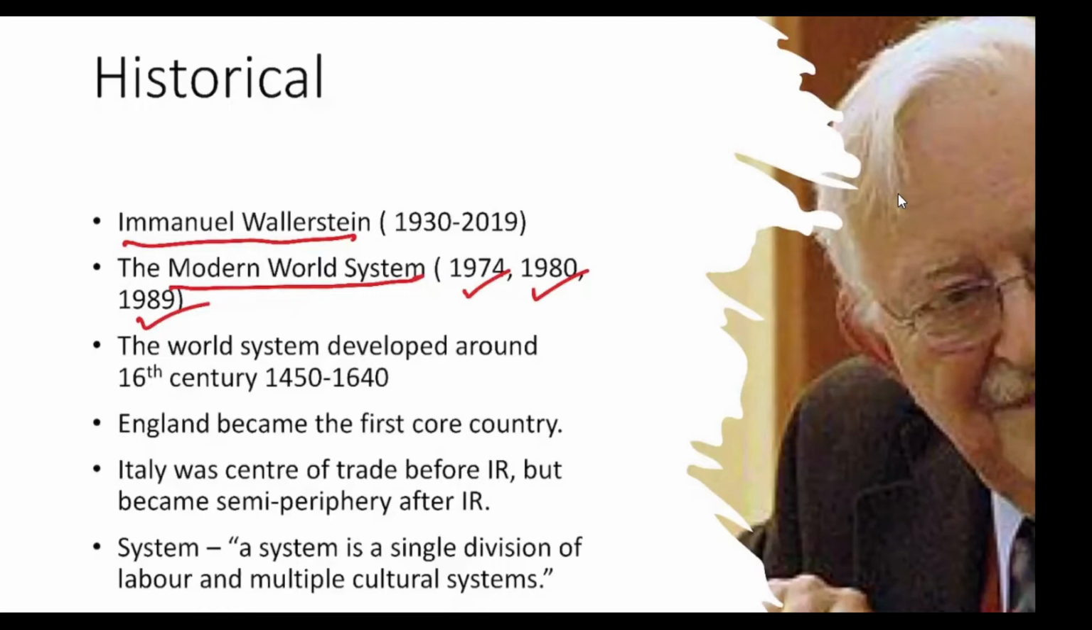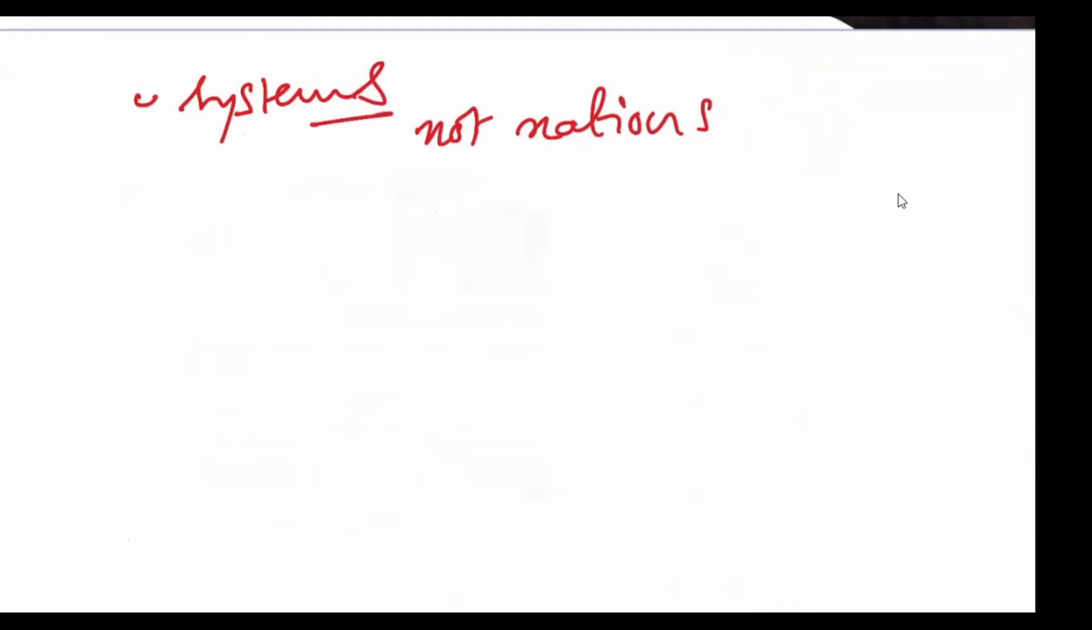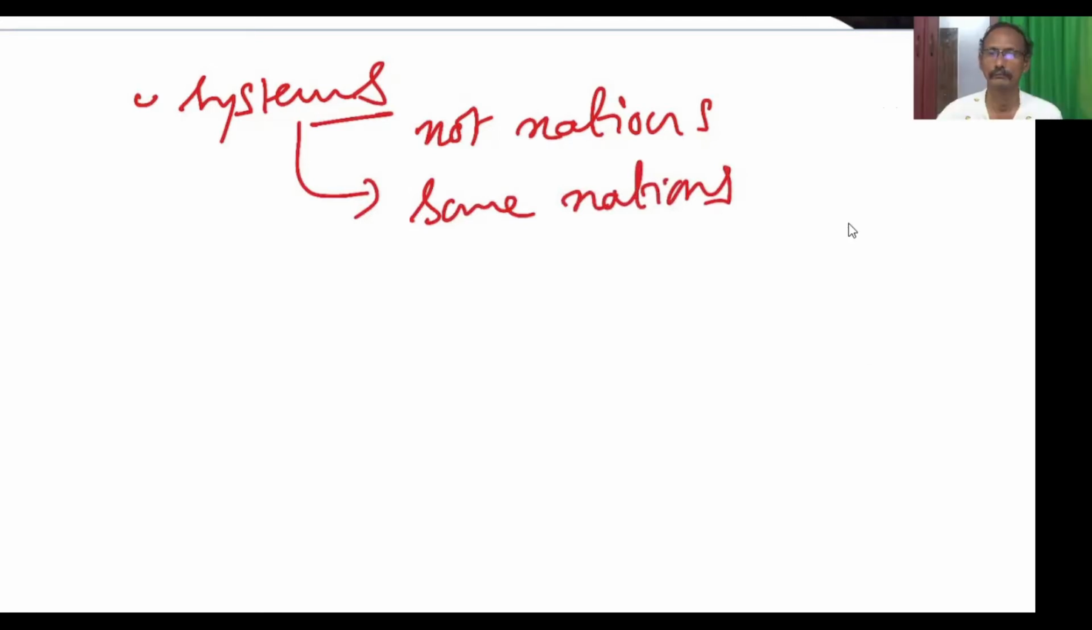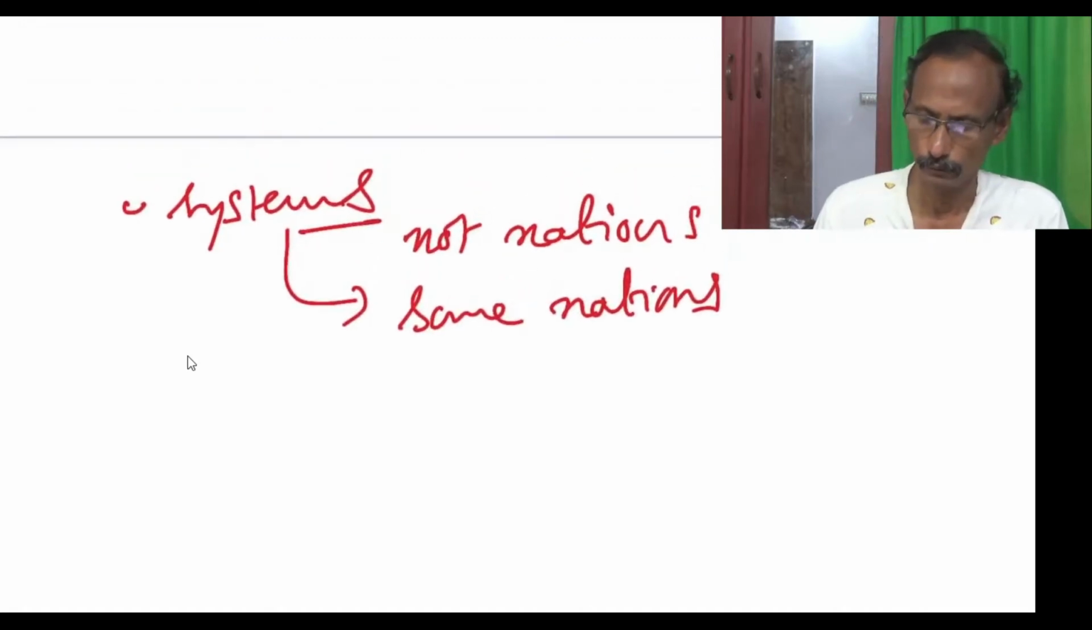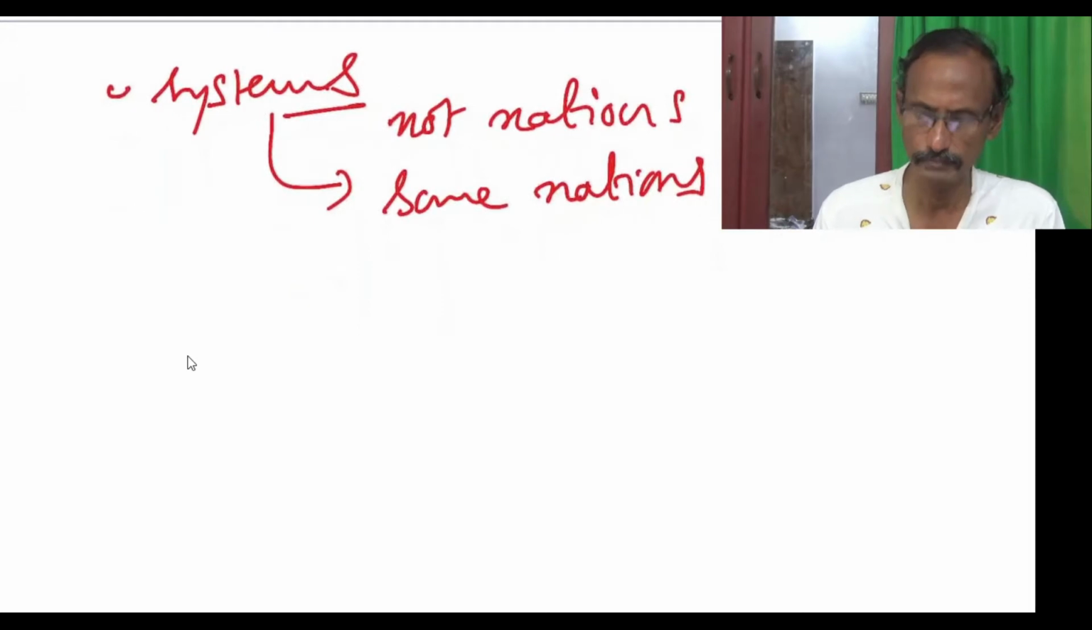He looks at the world as a system, not in terms of nations, but as systems. Under a system, some nations can come. So, this is called systems approach.